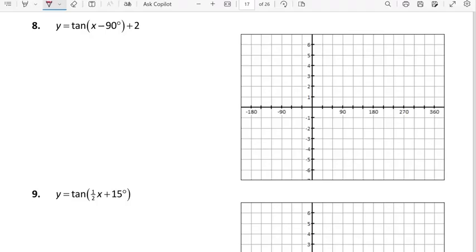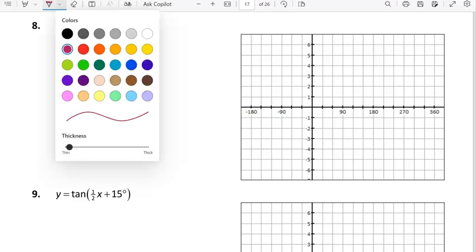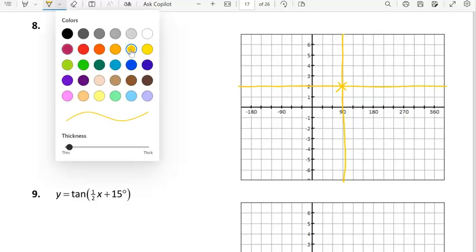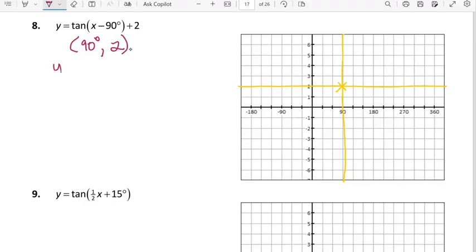In number 8, we can see that there are subtractions and additions, so if we want to go with our new origin approach, the new origin is at 90 degrees, 2. I'm going to graph that and sketch in very lightly my new x and y axes, then create a table of values for a related function that takes the addition and subtraction out of it.